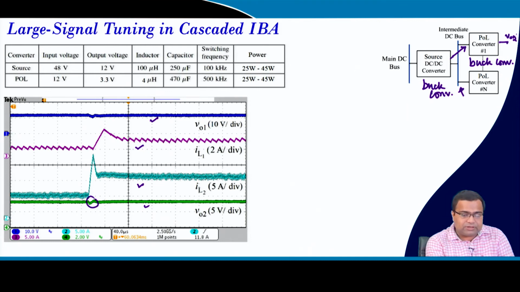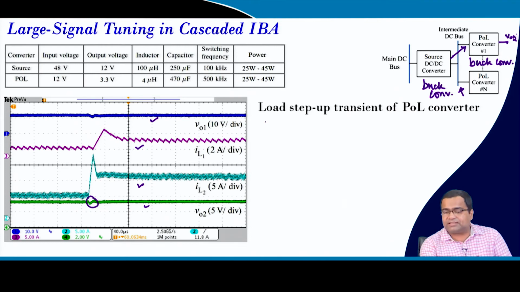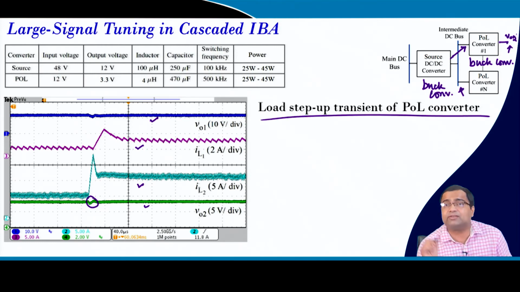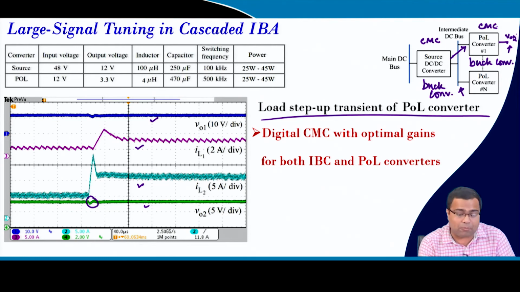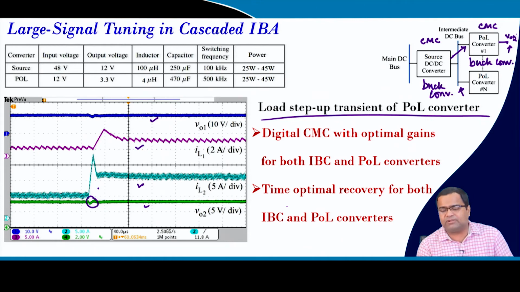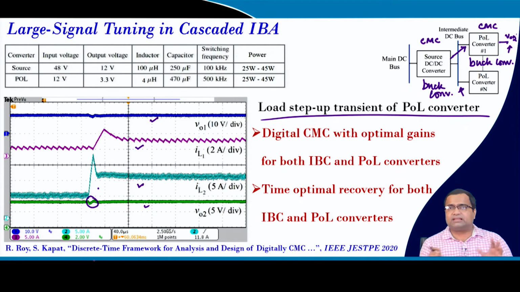You see the response is extremely fast, and there is a power step or load step transient at this second stage. We have discussed in the earlier lecture that if both are operating under current mode control, digital current mode control, where we have used a PI controller for both the cases and the PI controller gains are optimally tuned, as we discussed in the previous lecture for the cascaded converter, then we can achieve fast optimal recovery for both the stages, and it is the fastest response that we can achieve in this two stage architecture. So, time optimal recovery for both IBC and POL has been reported in this paper.